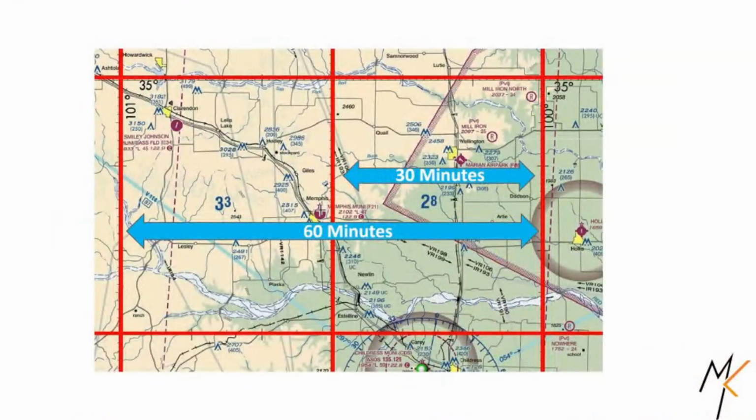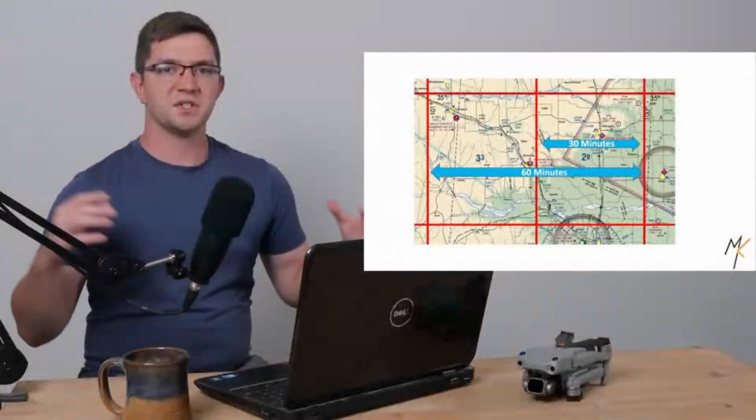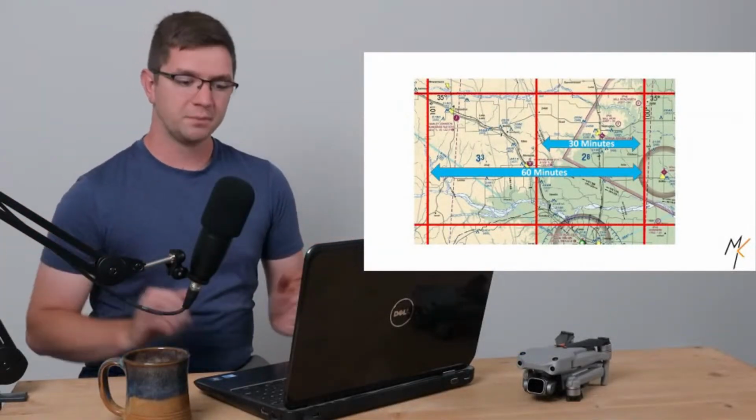Each degree is going to be equivalent to 60 minutes, like you see here, where we go from 100 degrees longitude on the right of the chart, and then it turns into 101 degrees longitude on the left of the chart. That distance in total is 60 minutes.